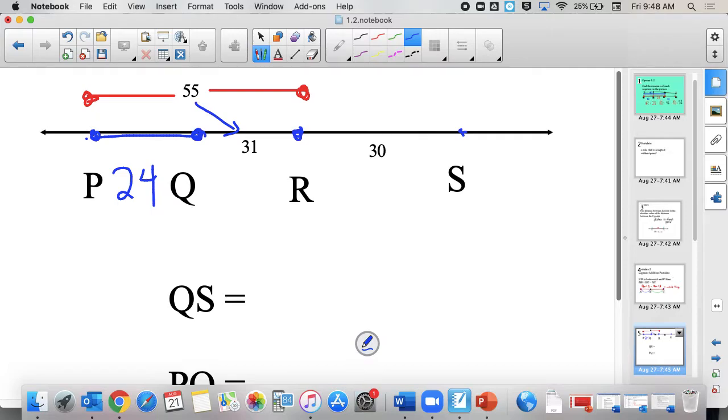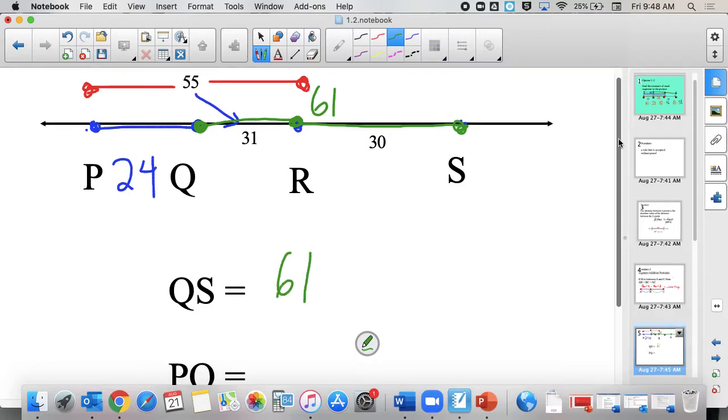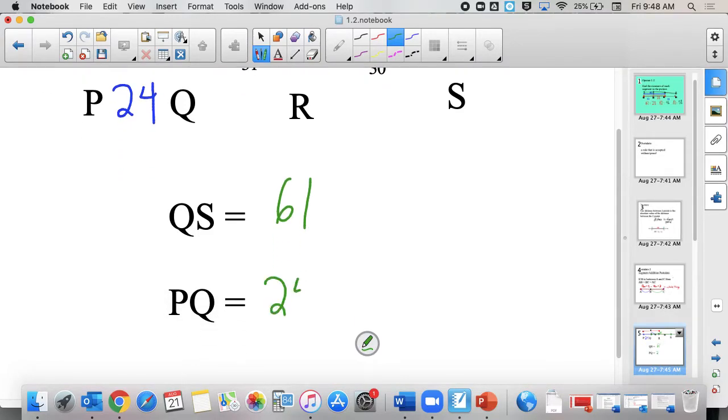For QS, which is the other one they're looking for, we take our Q to R, which was 31, and we add our 30 to it. So we get 61. So Q to S was 61. P to Q was 24. So segment addition works both ways. You can add two segments together to get the big segment, or you can take the big segment and subtract one of those small pieces off to get the other small segment. You can do it either way, whichever way works best for you.